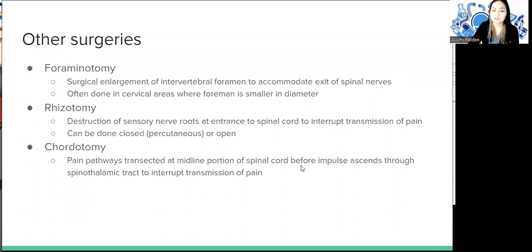So let's talk about other surgeries that we do. Foraminotomy is the surgical enlargement of the intervertebral foramen to accommodate the exit of spinal nerves.